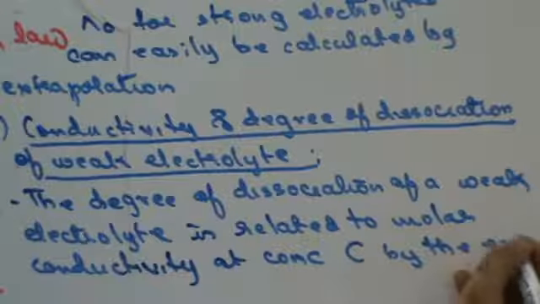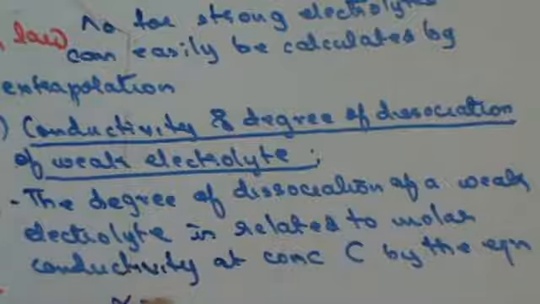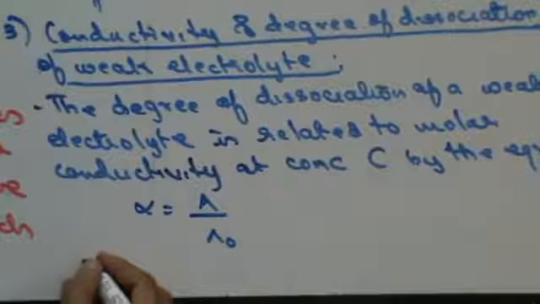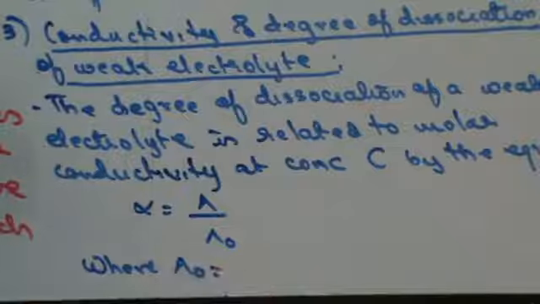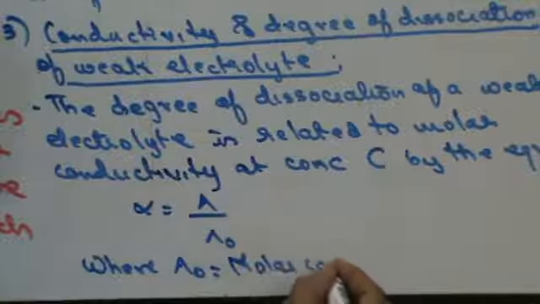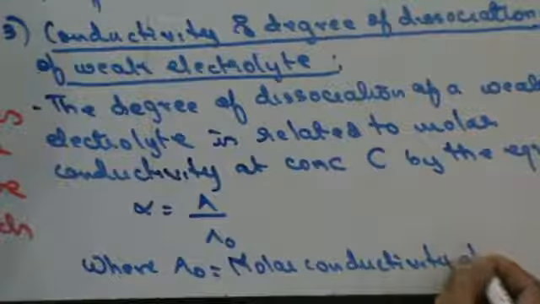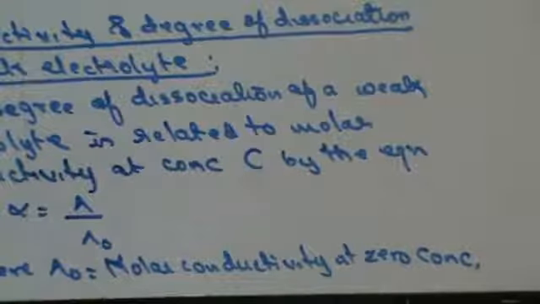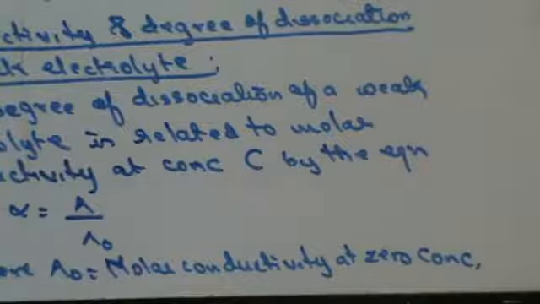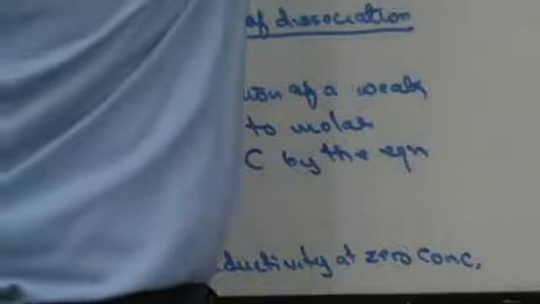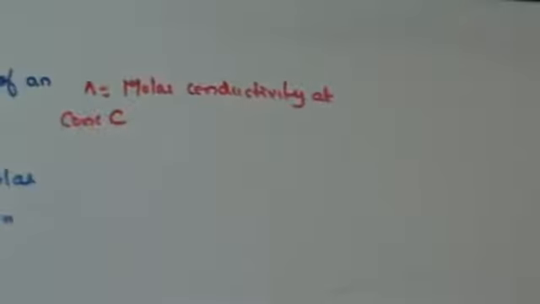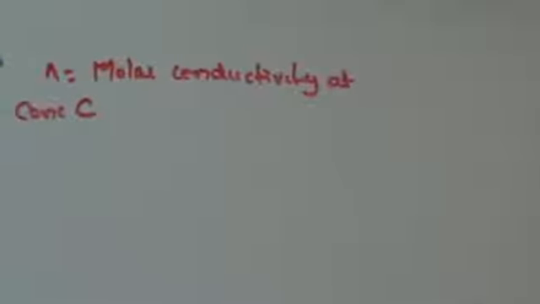by the equation. Now, the mathematical equation for this is: degree of dissociation is molar conductivity upon molar conductivity at zero concentration. Right? Where this is molar conductivity at zero concentration, and this is molar conductivity at concentration C. Right?